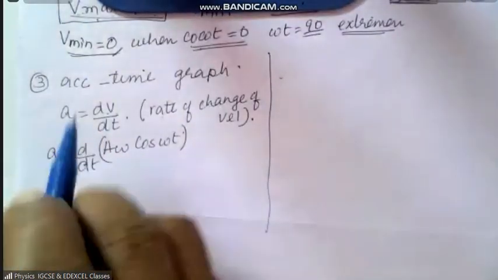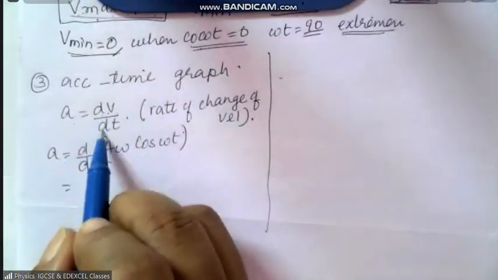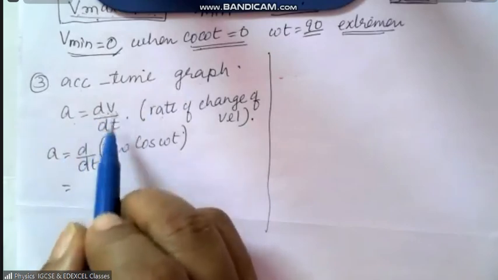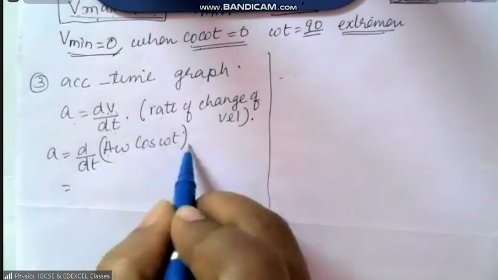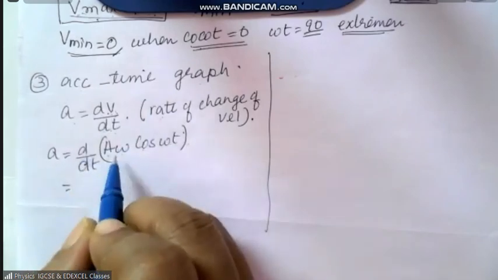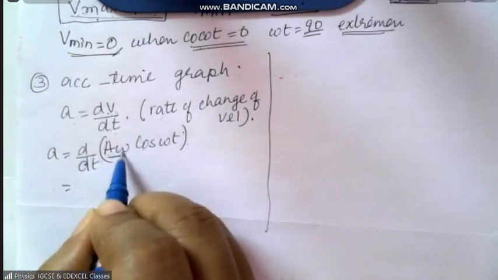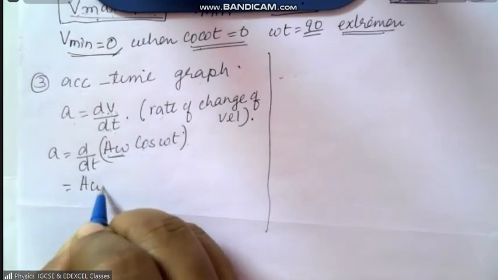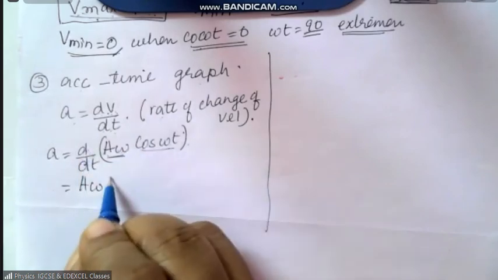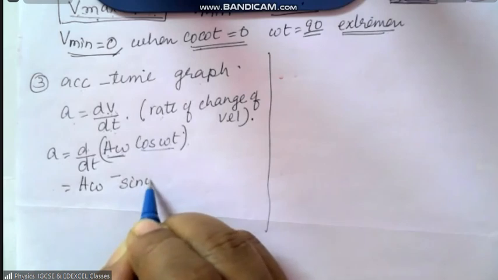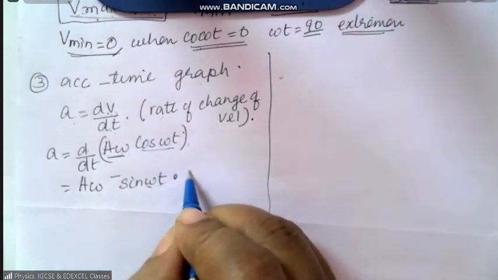Okay, I'll explain again. Acceleration time graph. This is equal to the rate of change of velocity, so dv by dt. And what is v? A omega cos omega t. Differentiation, how do you do this? First of all, you take the constant out. A and omega both are constants. A omega. Now d by dt of cos omega t is what? Minus sine omega t into d by dt of omega t, which is omega.